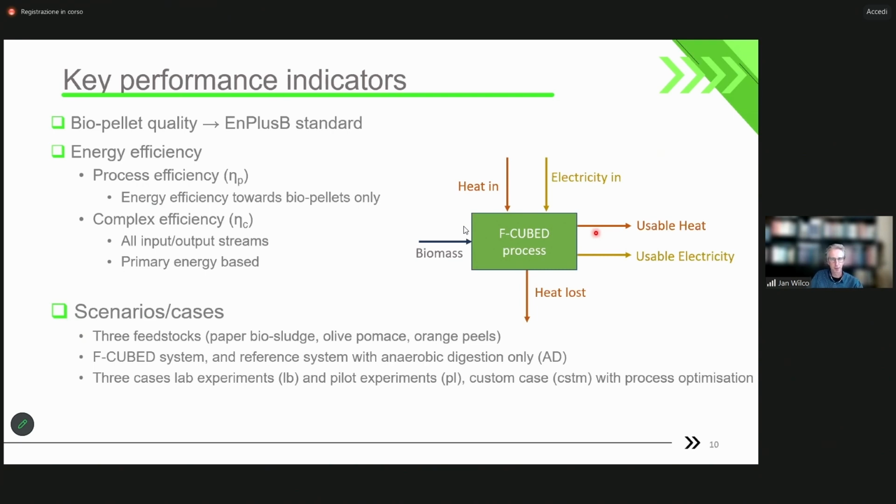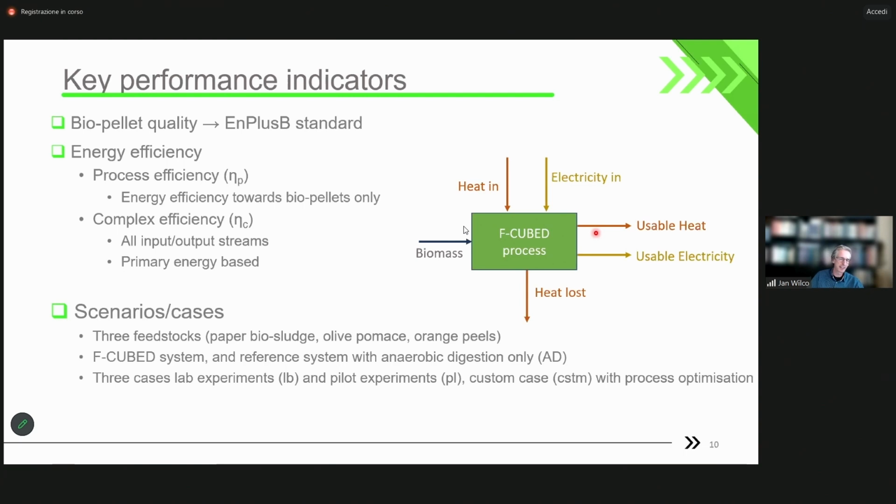We also defined several performance indicators to assess the process. So we have the biopellet quality. There we have an international standard. And we have the energy efficiency. For energy efficiency, there are various options, and I will be presenting two definitions. The first one is the energy efficiency towards the biopellets only. So how much biopellets do I get per amount of feed biomass? And there's the complex efficiency, which considers all input-output streams, so also what comes from the biogas production, and it is also primary energy based. So in the end, we assess how much primary energy we will save implementing this process.